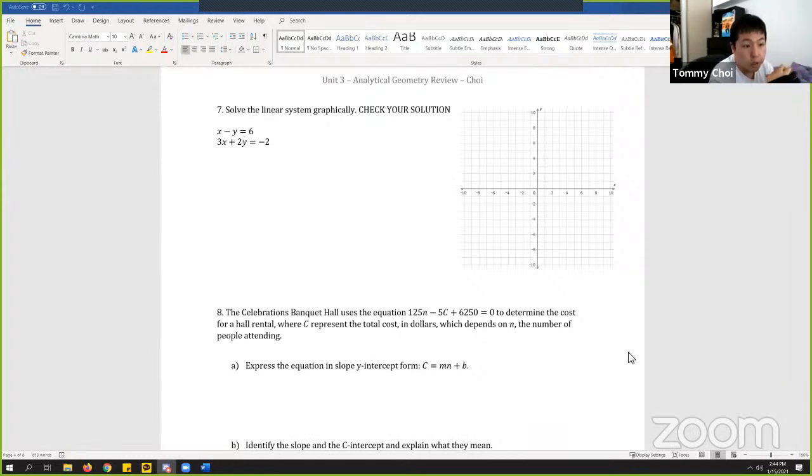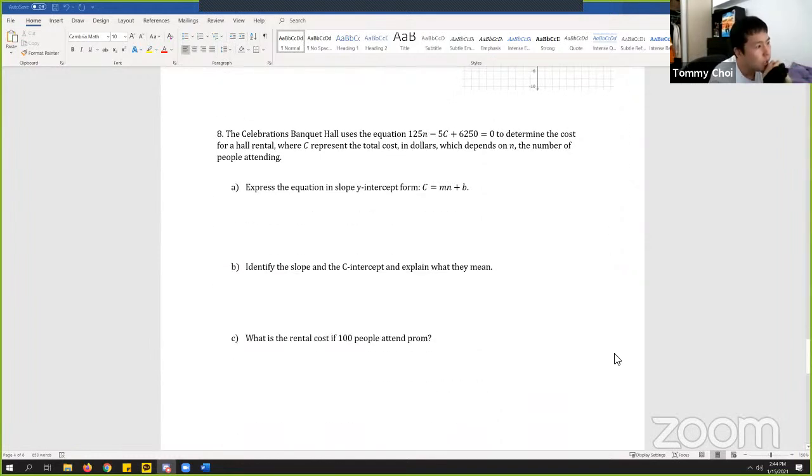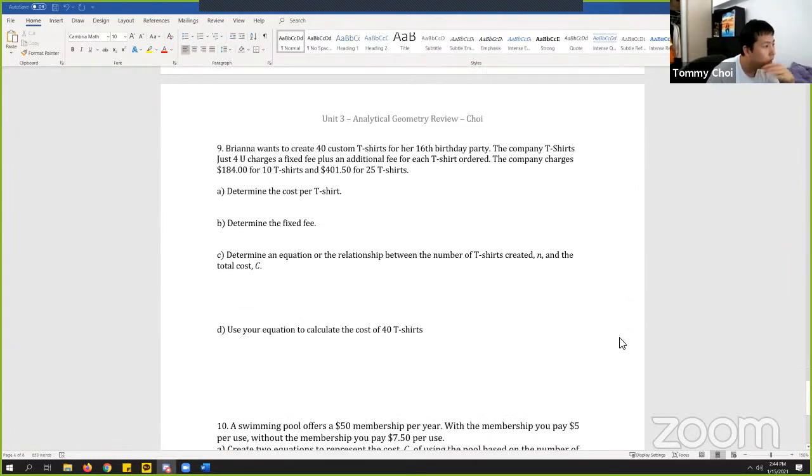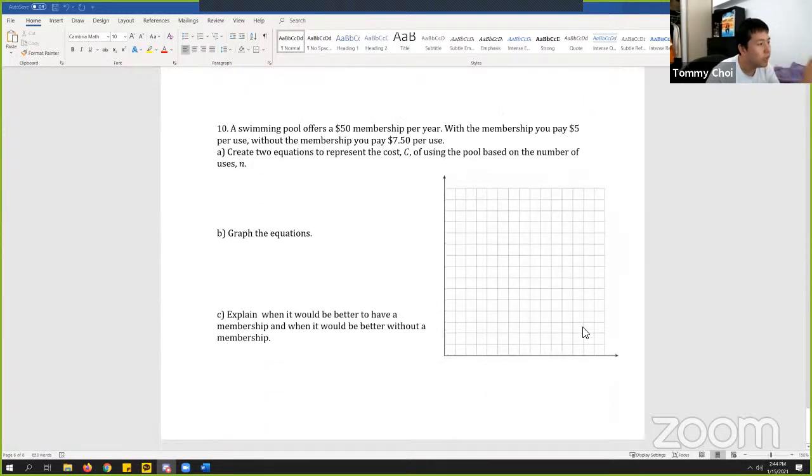We will be starting Unit 4 on Tuesday. Number 8 is a word problem with equation of a line. And same with number 9. And this is talking about the point of intersection idea. And then same with number 10.